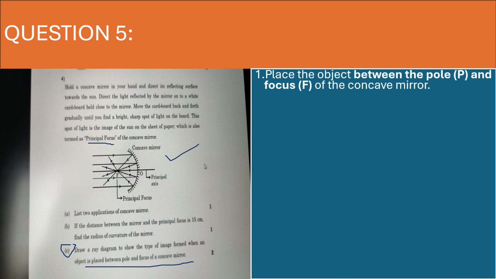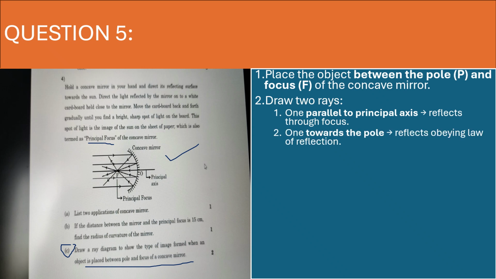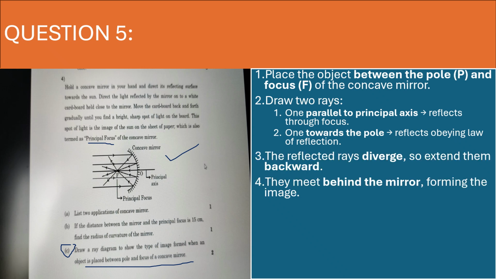First thing, place the object between pole P and focus of the concave mirror. You have to draw two rays. One is parallel to the principal axis, which reflects through the focus. One goes towards the pole, which reflects obeying the law of reflection. I'm very sure that everybody knows what the law of reflection is. The reflected rays will diverge, so you extend them backward. They meet behind the mirror, forming the image. And how is the image formed?